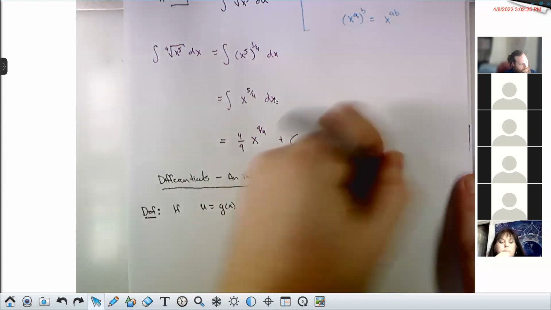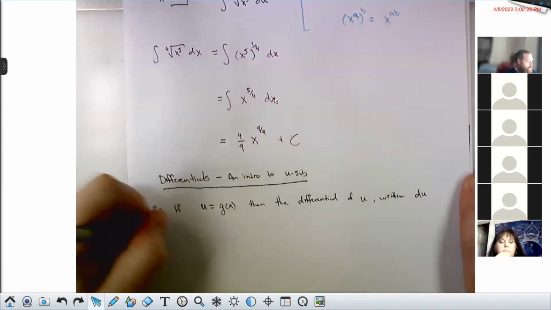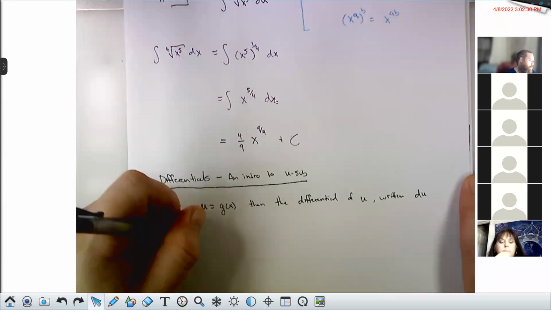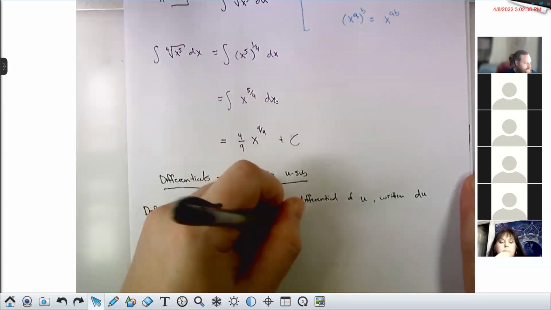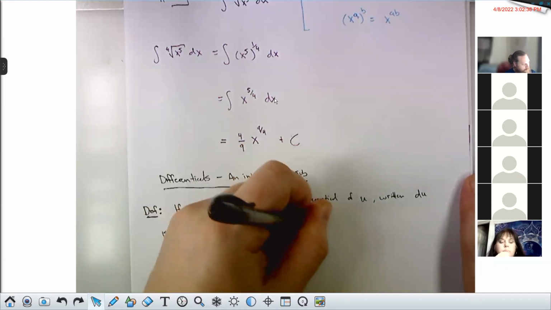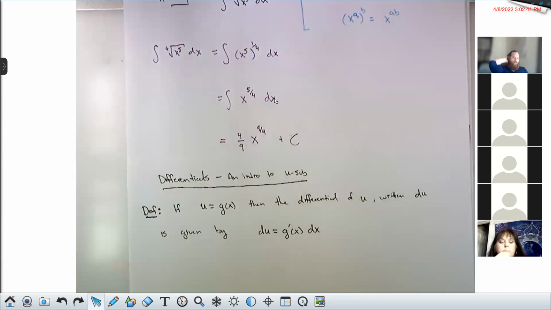written du, is given by du equals g prime of x times dx. It's the same thing as saying du dx is equal to g prime, or like dy dx is equal to f prime. It's the same thing, just multiply both sides by dx. The reason for the formality is dx and du, they're not numbers, they're something else. They're differentials.